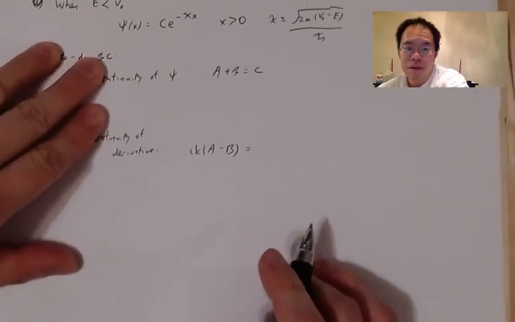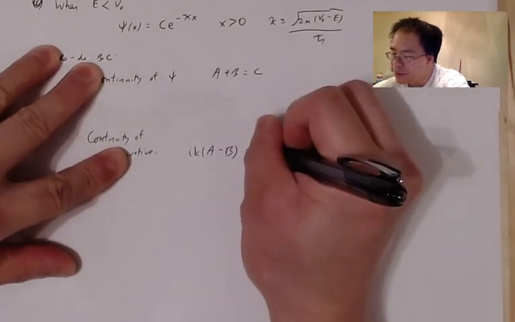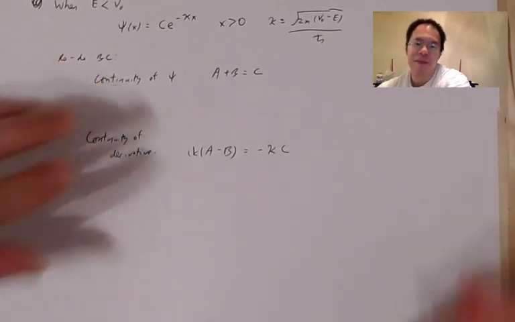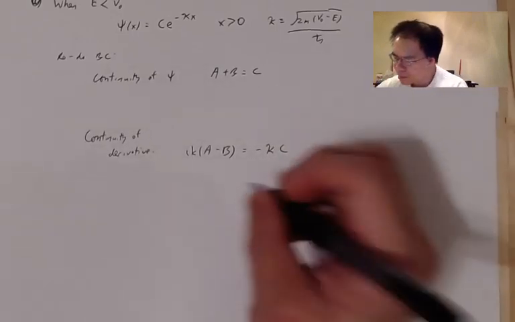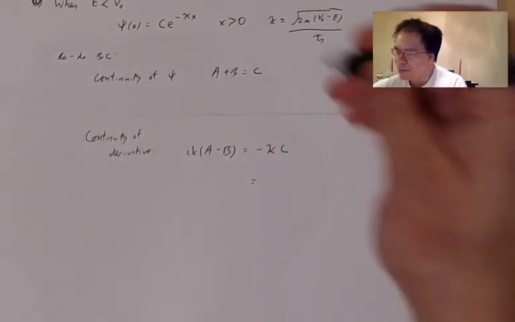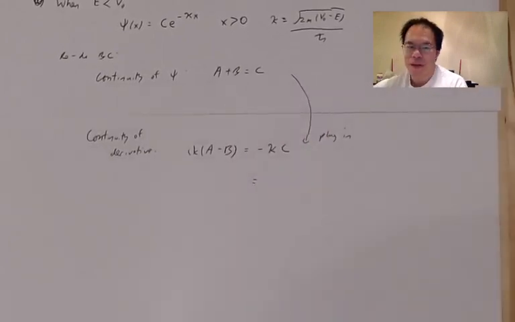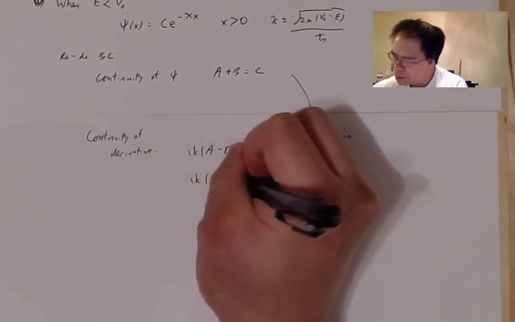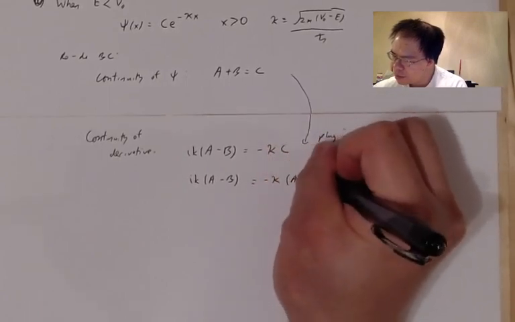Now I need to think about the derivative of this at x equals 0. So I have a minus kappa c e to the minus kappa times 0, or minus kappa c. So I have now these two equations. Once again, I'll do the sort of plug-in here. I'll plug that in. So I'll have ik a minus b equals minus kappa a plus b.